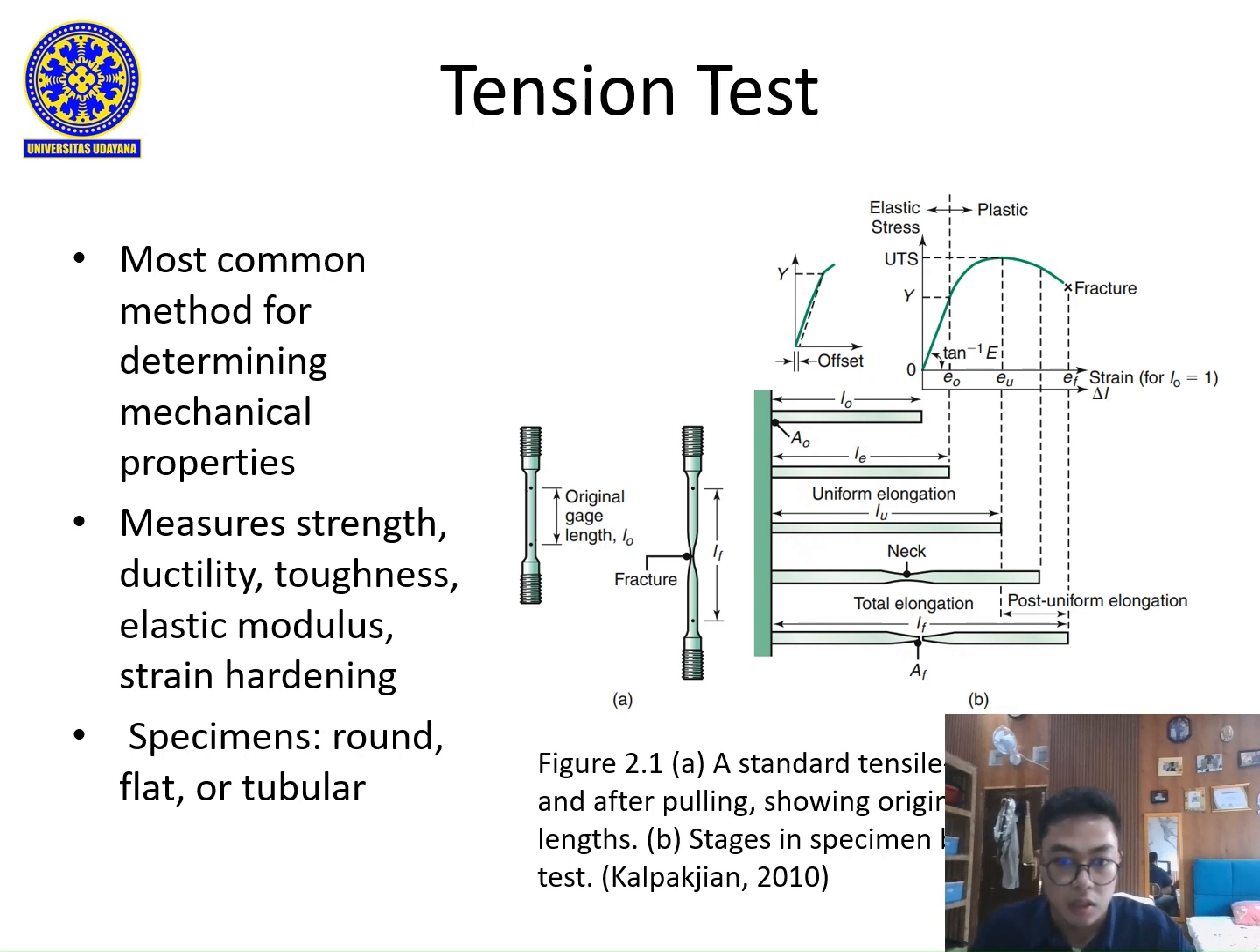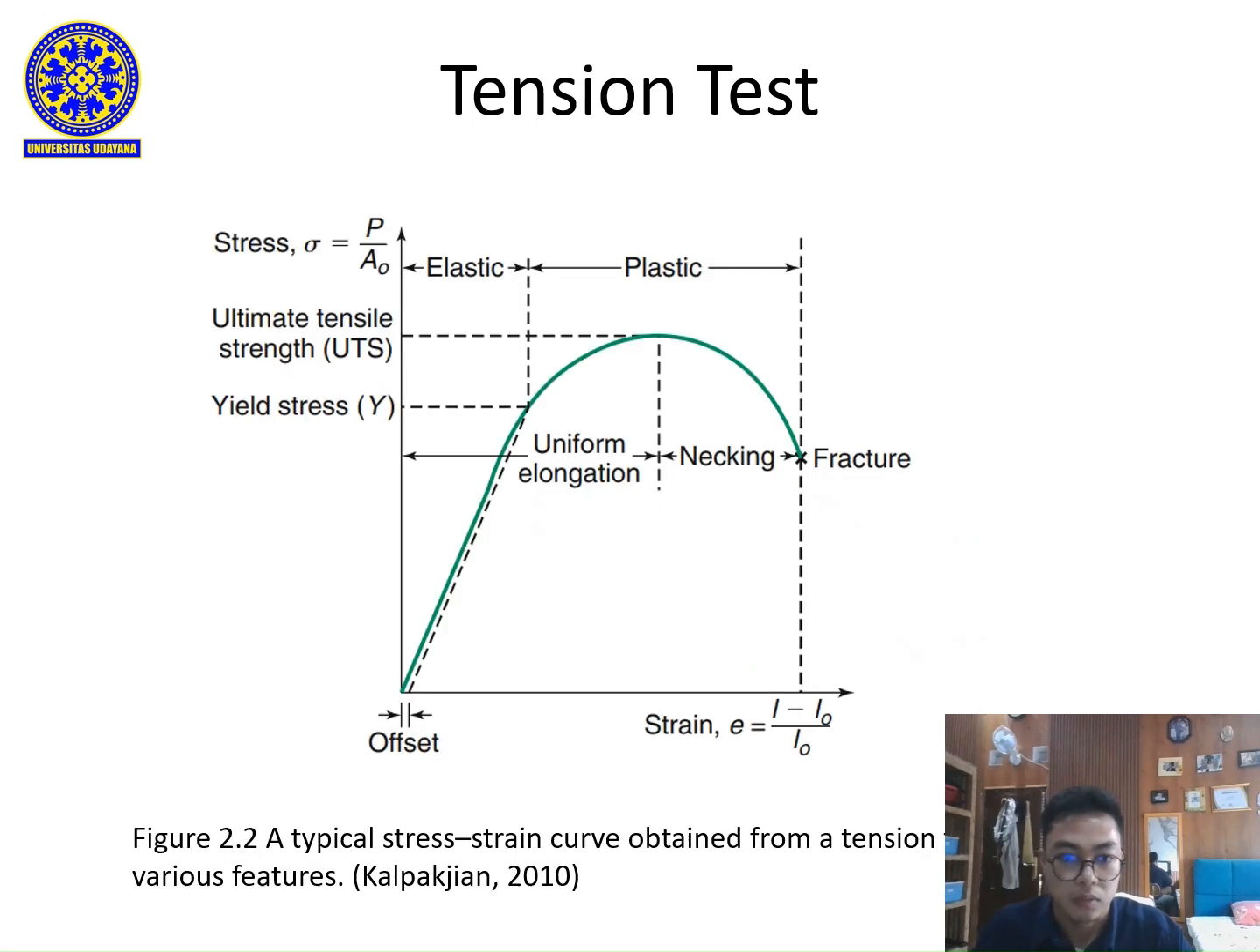The tension test is the most widely used method for determining mechanical properties. By pulling a standard specimen until it fractures, we can determine elastic modulus, yield stress, ultimate tensile strength, ductility, and toughness. The diagram in figure 2.1 shows a specimen before and after the testing. And figure 2.2 illustrates the stress-strain curve with the main stages of deformation.